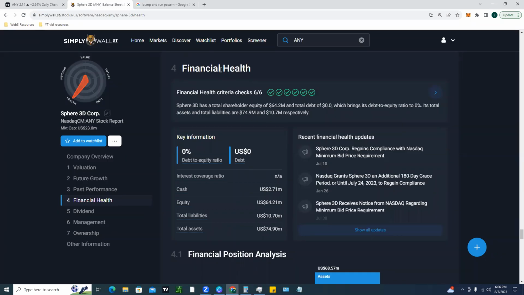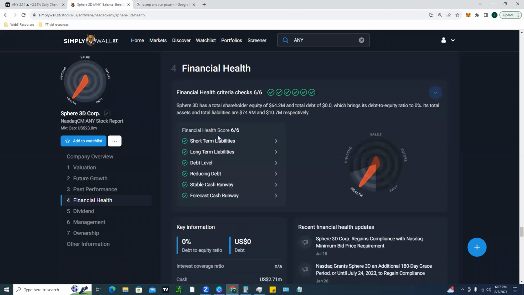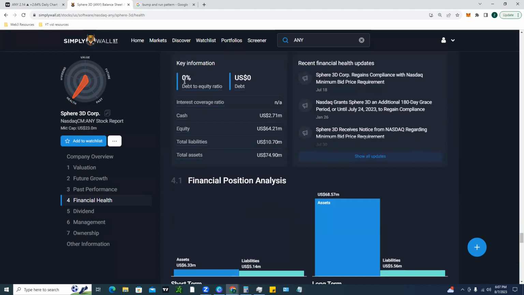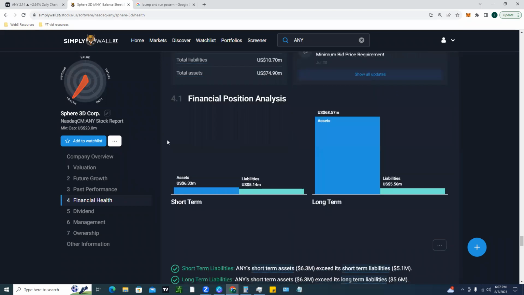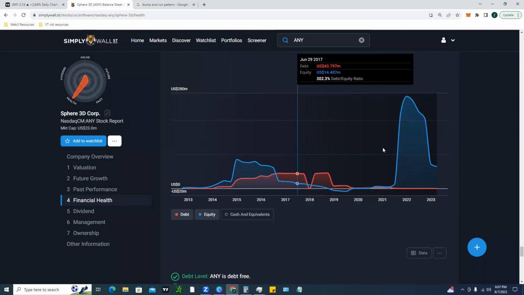You can see the financial health is one of the strongest points of this stock right here. It's not a dividend stock. It's not a value stock. Future growth doesn't look the best and its past performance doesn't look the best. But the financial health here gets an amazing 6 out of 6. You can see that short-term and long-term liabilities, its debt level and reducing debt, all of these get check marks. It's got a stable cash runway and its forecast cash runway looks good with a 0% debt to equity ratio. That's definitely one of the strongest points of the stock. You can see its short-term assets outweigh its short-term liabilities, and its long-term assets vastly outweigh its long-term liabilities. So that's definitely something that you want to look at here.